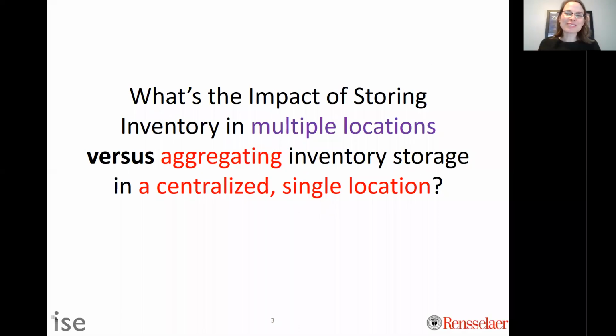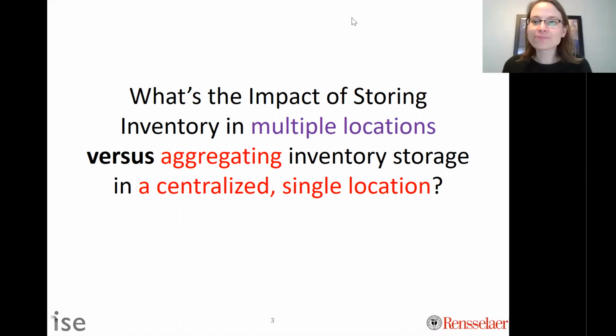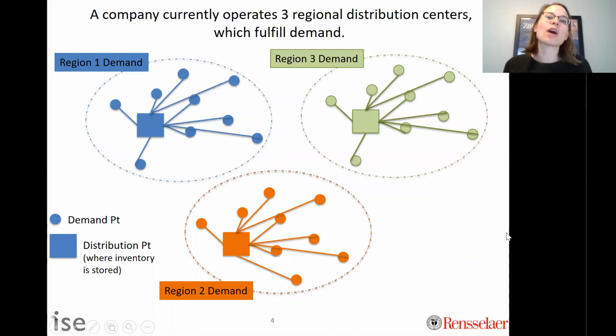So we're going to talk about today what's the impact of storing inventory in multiple locations versus aggregating it and storing it in a single central location. And so I think one of the best ways to think about that is to think about this through an example. So let's consider that a company operates 3 regional distribution centers which need to fulfill demand.